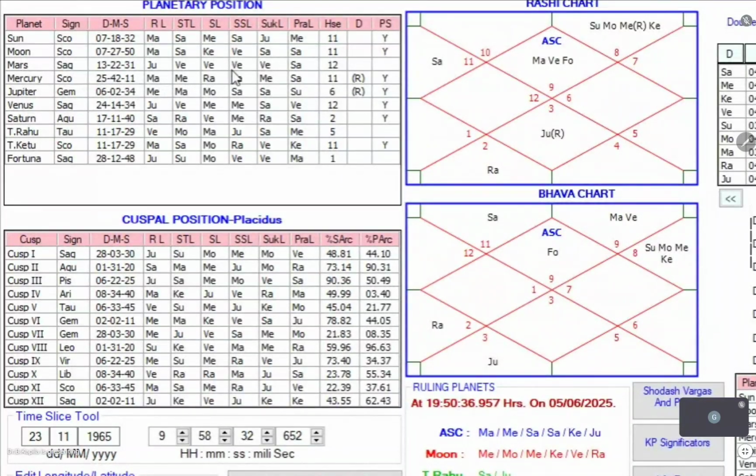Now, Venus we have already discussed. Now, look here, Mars, it doesn't have PS. So I will have to check the promise. While checking the promise, if the star lord alone, all by itself, appears in 2 out of 3, then I will not go to the sub lord. The rule is satisfied.